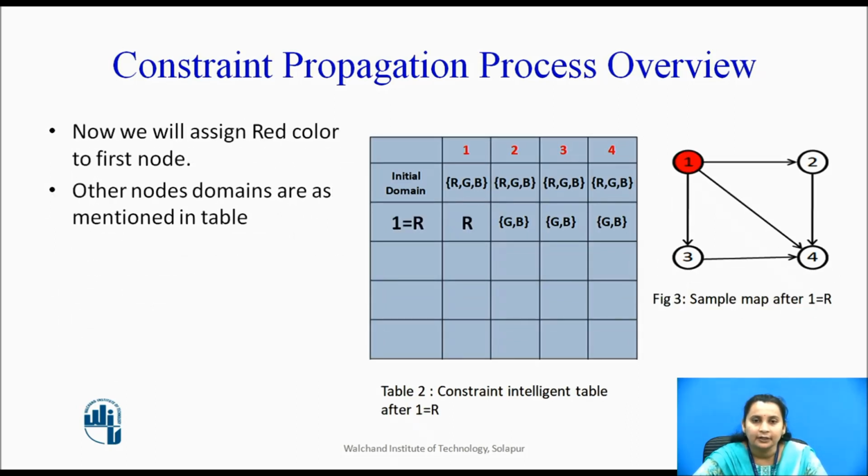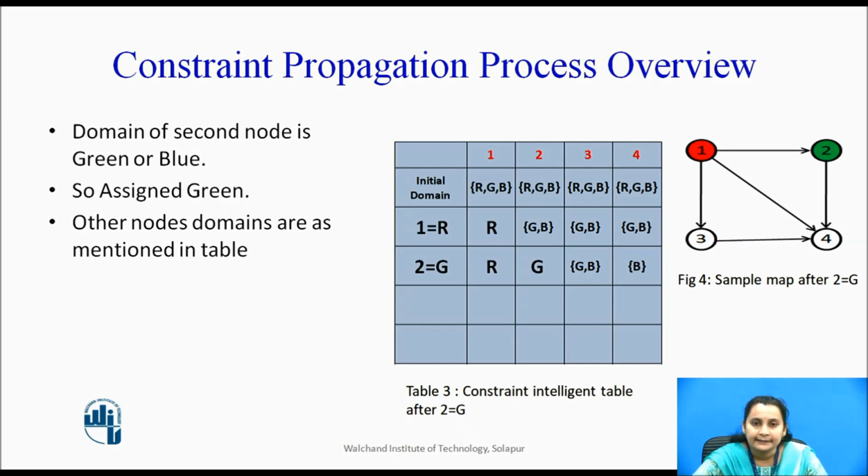In the next step, we have assigned a random color to our initial node, the first node. Suppose in this example we have assigned red color to the first node. Now we check the domain of the remaining nodes. We can see node 1 is connected to the 2nd and 3rd nodes, so in the domain of the second and third nodes only green and blue are left. The 4th node is also connected to the first, so for all 3 we can assign only one of green and blue.